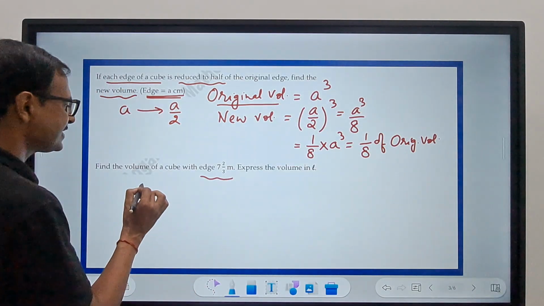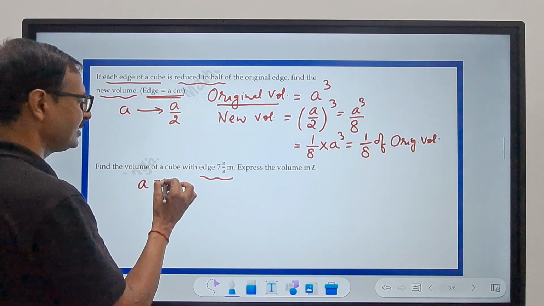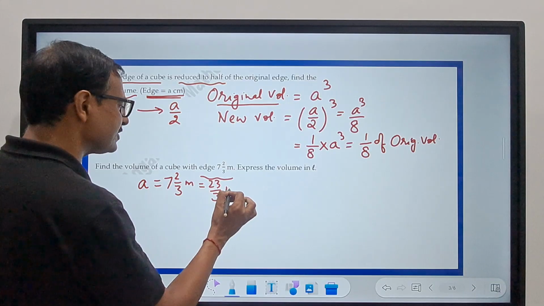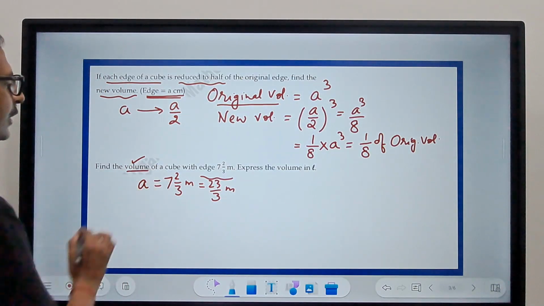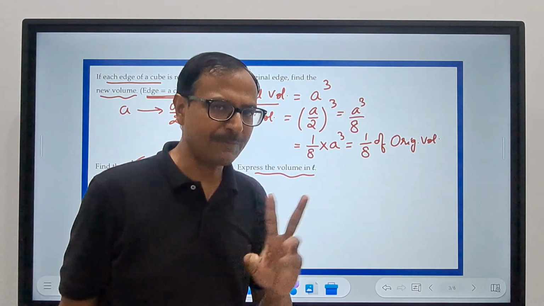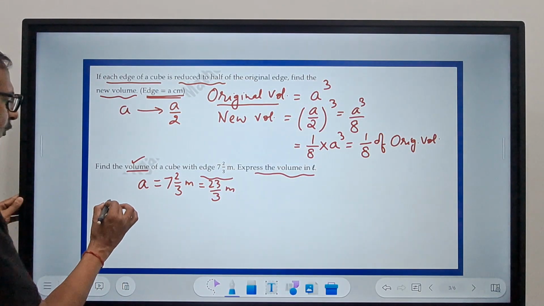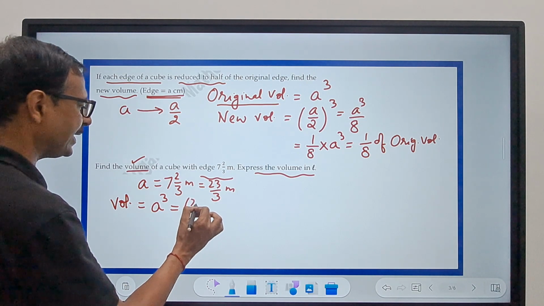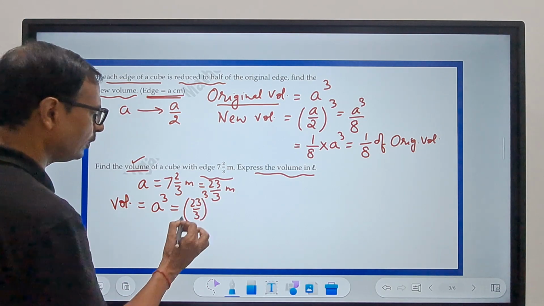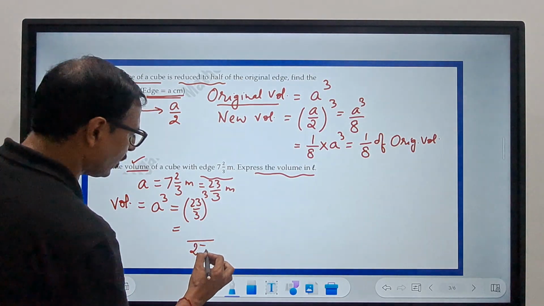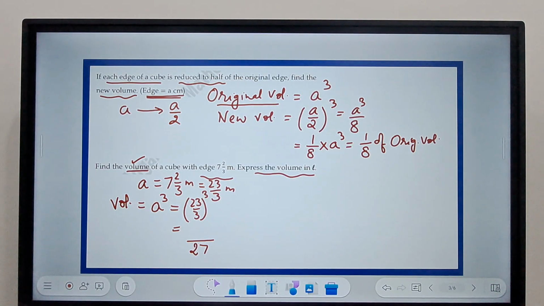Next, a very easy question here. The edge of a cube or the side of a cube represented by small a is given as 7 2/3 meters, which is 23 by 3 meters, and we need to find the volume, and then we need to express it in terms of liters. So there is a conversion factor which is being used in the question. The volume of a cube is side cube, and the side is 23 upon 3. So we need to find the cube of 23 and the cube of 3, which is 27 obviously in the denominator, and the cube of 23 happens to be 12167.